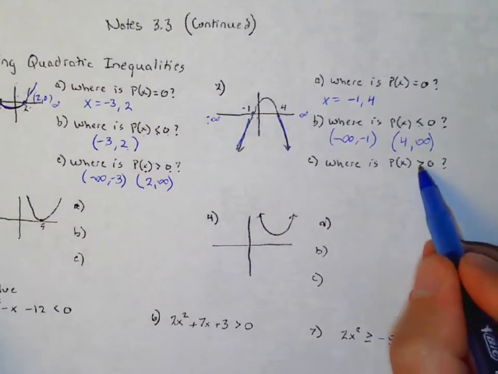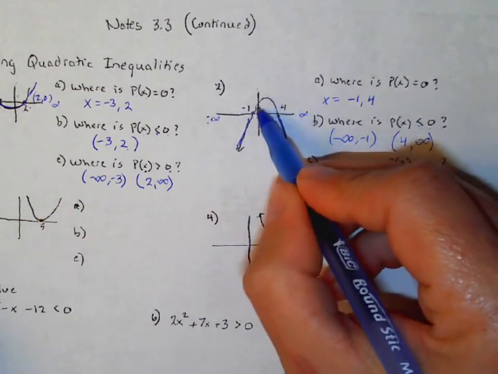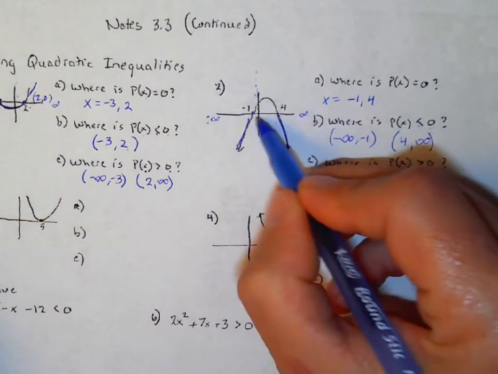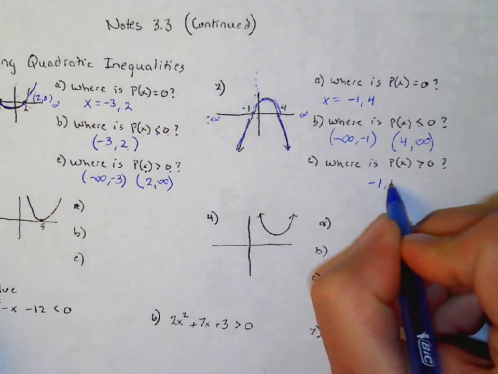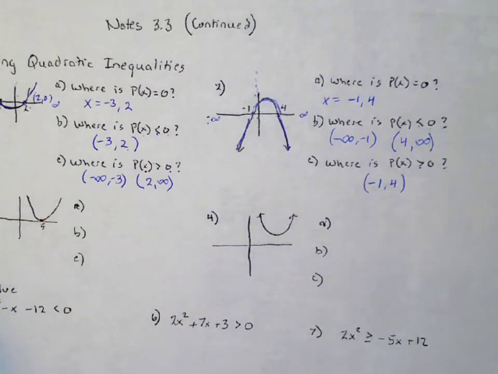Where is it greater than 0? Greater than 0, these numbers would be greater than 0. 1, 2, 3, 4, 5. So between here and here would be greater than 0. So between -1 and 4 is where it's greater than 0.